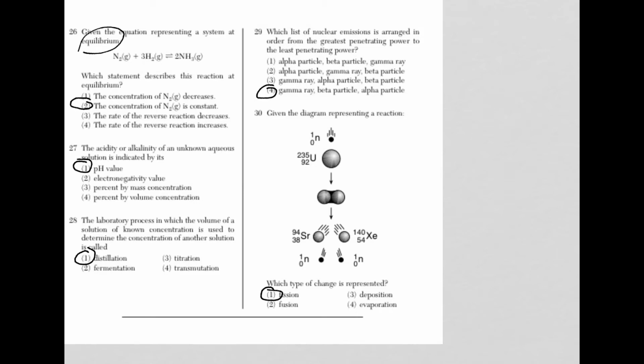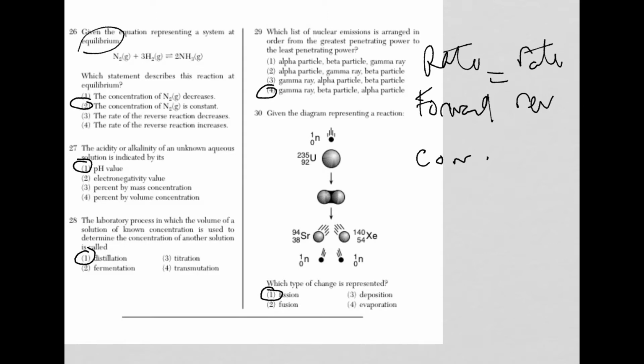Two facts that you always want to remember with equilibrium. One is that the rate of the forward reaction is equal to the rate of the reverse reaction. And the other, which is the answer here, is that the concentrations of any reactants and products are constant. They're not equal, they're constant.